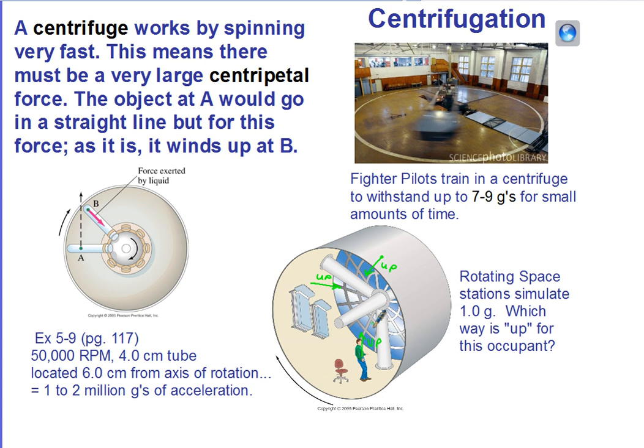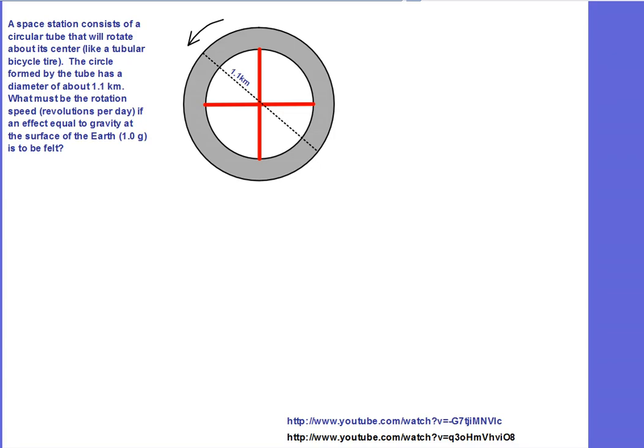Now we're going to look at an example in which we determine how quickly we would need to rotate that space station in order to simulate gravity here on Earth. And what you will see as we look at this example is that we can simulate gravity for any planet or star that we might be interested in going to.